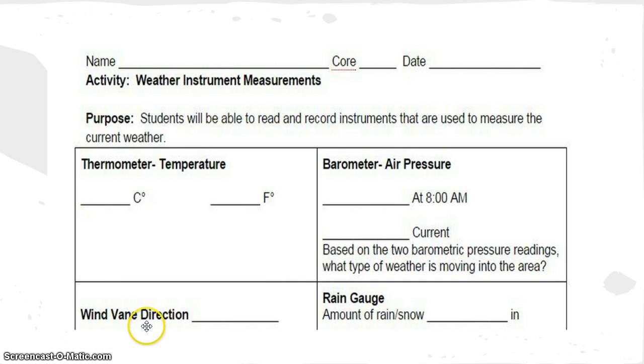We also will have a wind vane direction, so you should be able to look at the wind vane and see which way the wind is blowing. Sometimes we look at a flag or something that's blowing in the wind to tell us the same thing. And then you're also going to look at our rain gauge. It will tell us the amount of rain or snow that's fallen. Now, we have some precipitation today, but it's very, very minimal, so we may not see much of a difference there.